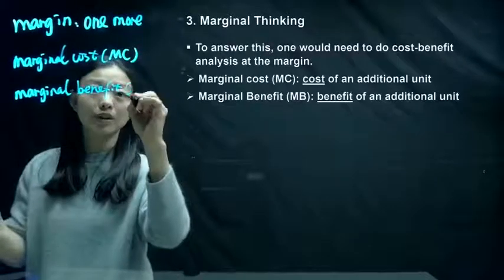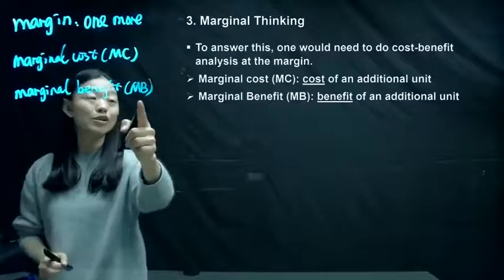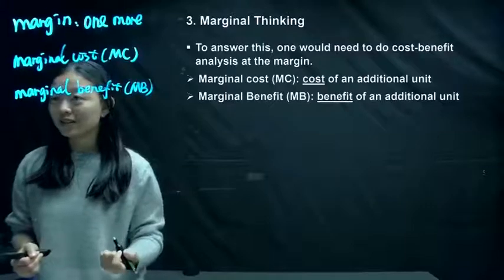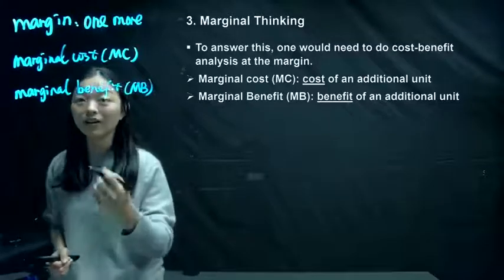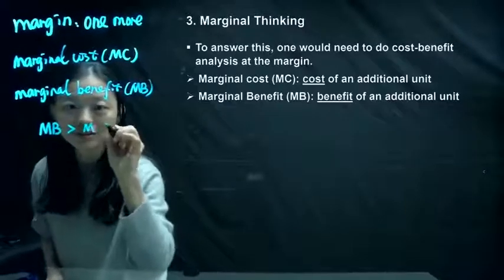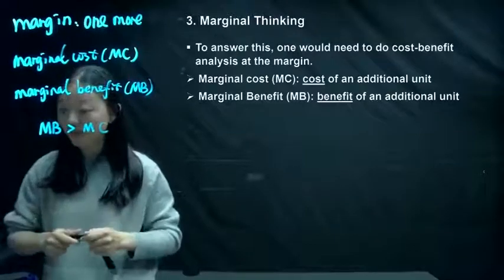Marginal benefit will be MB, okay? So for marginal benefit, how people make decisions. For the rational people, they will only make the decisions if and only if marginal benefit is larger than marginal cost. Okay, so this is how people compare.